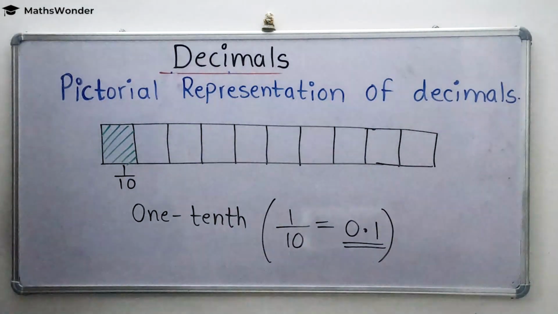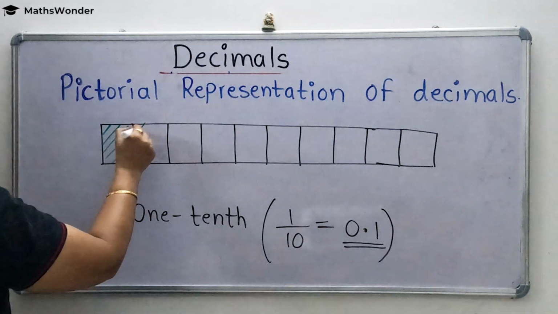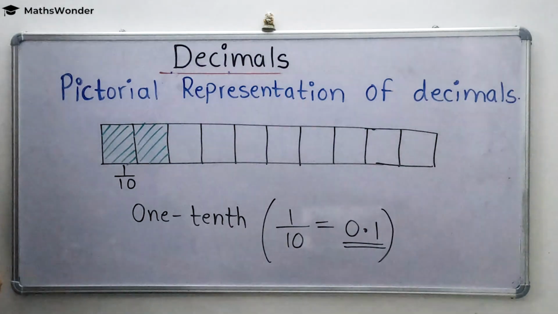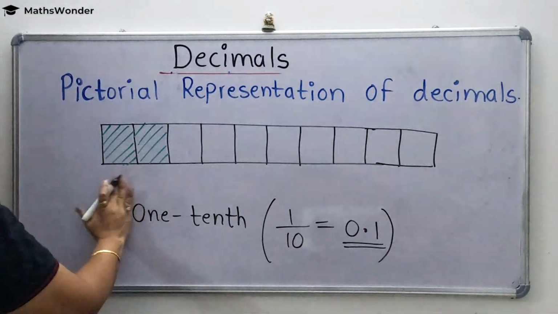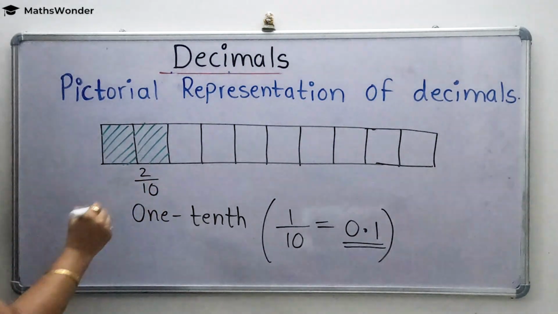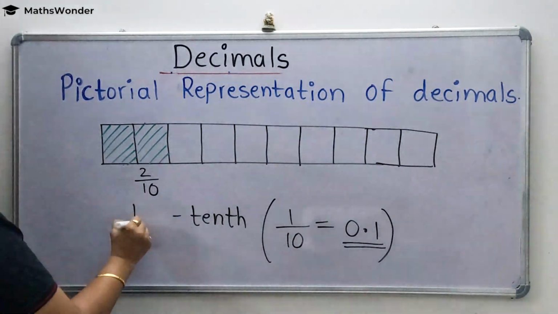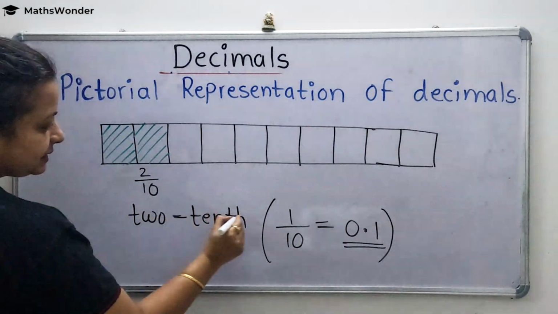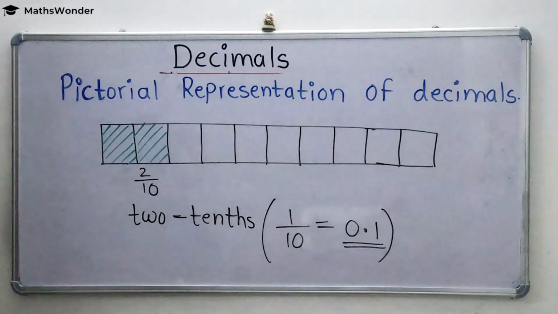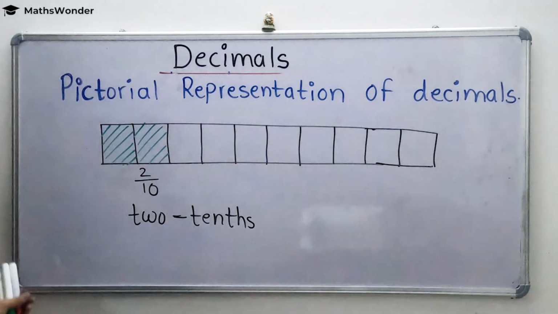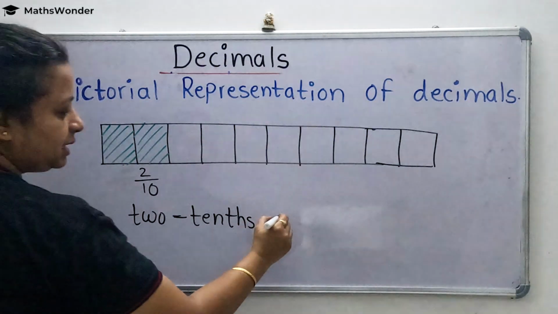The same thing, if I shade 2 rectangles, then what will you write? 2/10, right? So the shaded part represents 2/10. 0.2. Right, correct. So 2/10. Now you have to put S because it's more than 1. And how will you convert into the decimal?